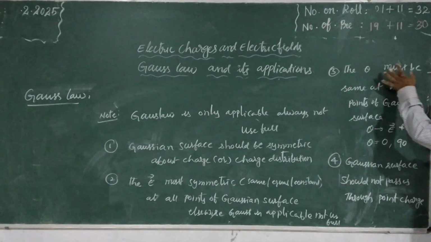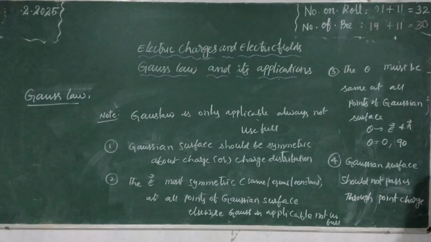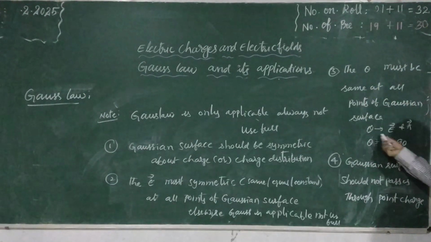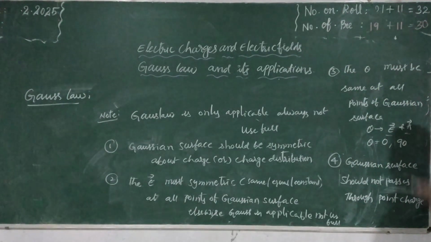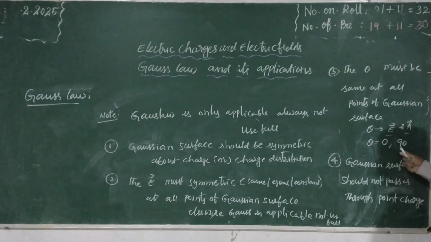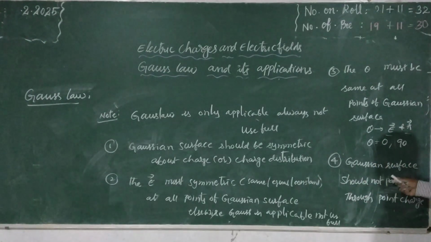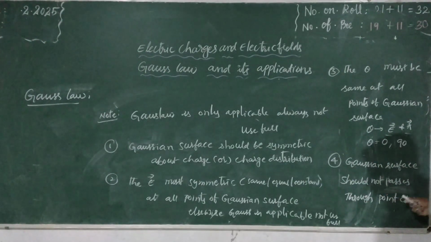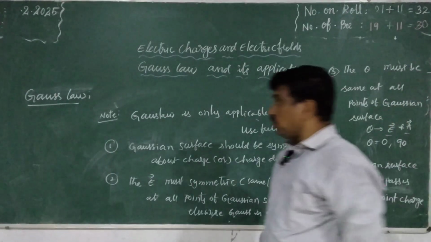Theta must be the same at all points of the Gaussian surface. Theta means the angle between the electric field vector and the area vector. The theta is either 0 or 90. The Gaussian surface should not pass through a point charge.